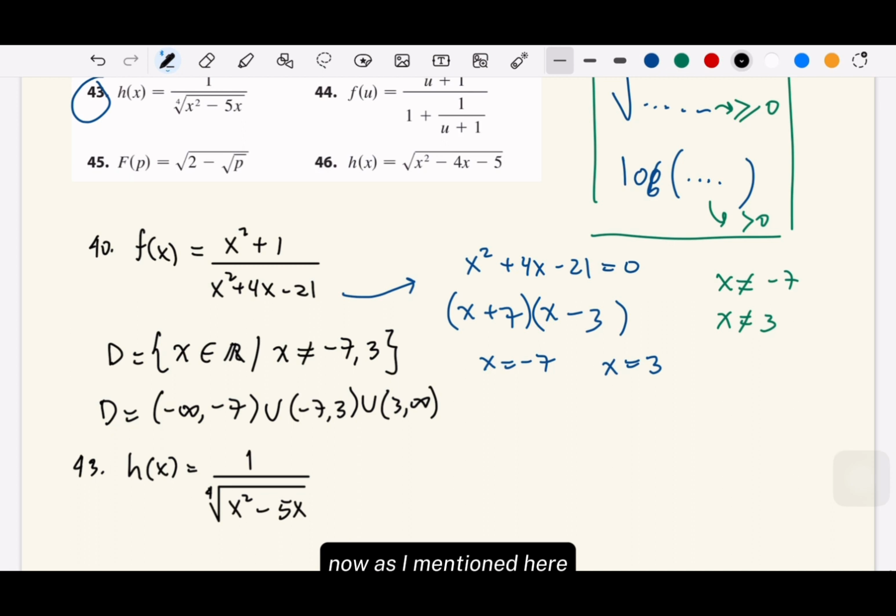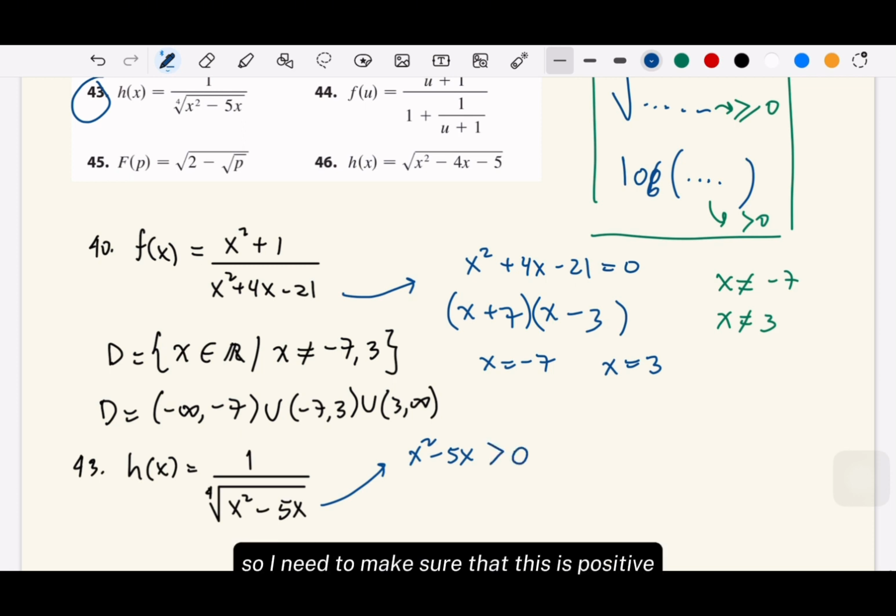Now, as I mentioned here, you need to have greater than or equal to 0, which means, let me write here that x squared minus 5x, and since it is in the denominator, it's 1 over something, so I need to make sure that this is positive. Okay.